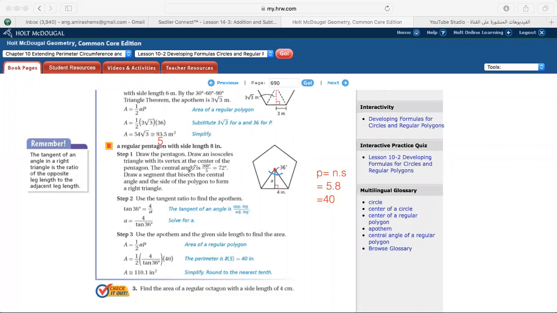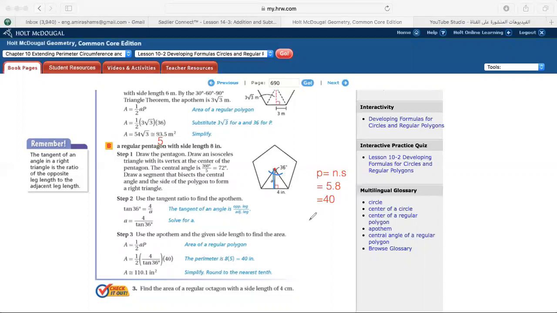Draw a segment that bisects the central angle and the side of the polygon to form a right triangle. So I will draw from here to here a line that will bisect the angle and the side of the polygon to form a right triangle. Now I bisect the angle, so 72 is divided into 2 equal angles. So each angle is equal to 36.